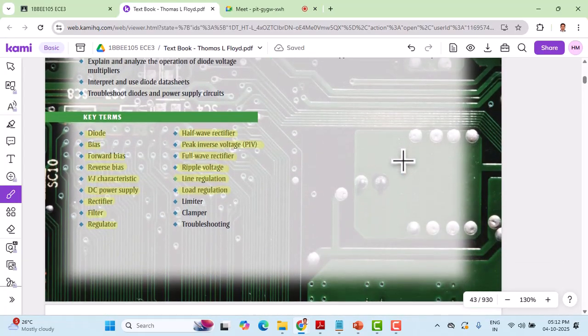Before we proceed to the chapter, we need to understand what we mean by diode or PN junction. This is also called a diode or PN junction. It has a P and N type semiconductor which forms the PN junction, which allows the current to conduct in one direction. Bias means we need to apply some voltage to the PN junction so that the diode conducts. That application of voltage is called bias.